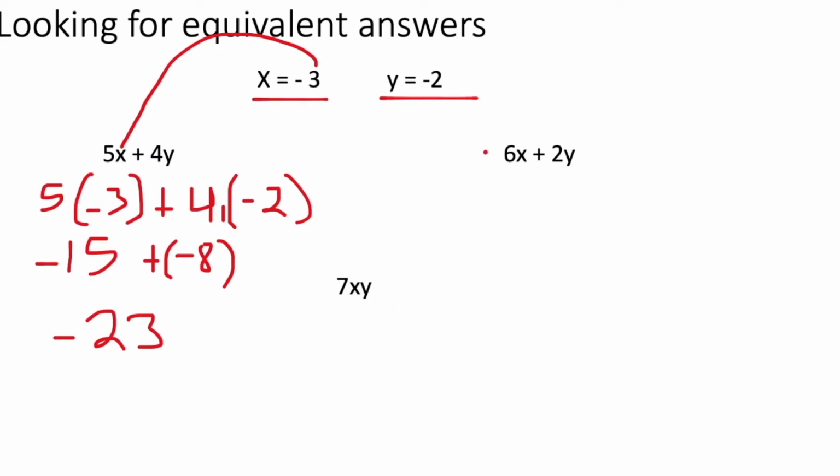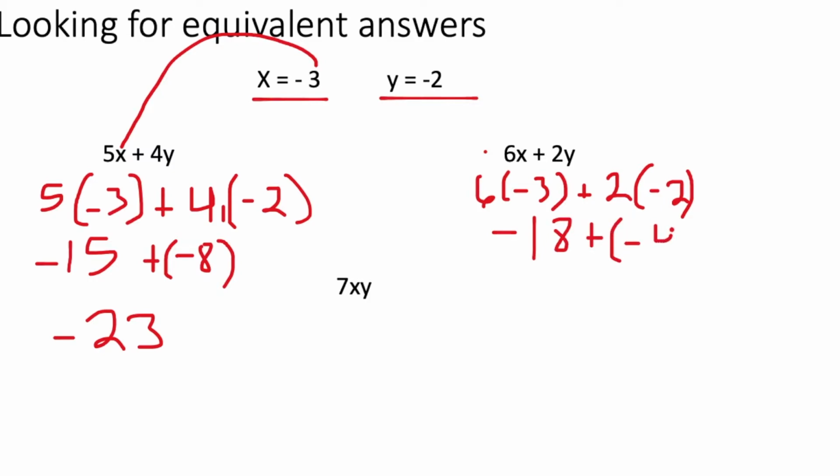Over here, I am going to substitute 6 times minus 3, and then plus the y, which is minus 2. And this is going to be minus 18 plus negative 4, because of the negative and the positive. And then I add these together, 18 plus 4, that's going to be negative 22.